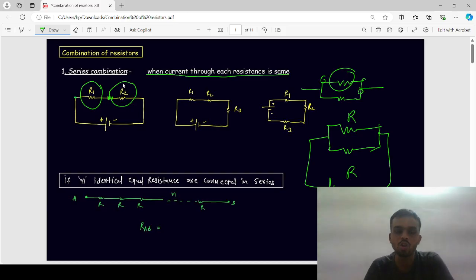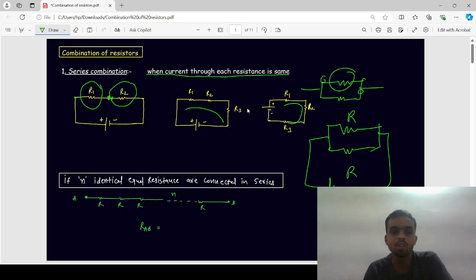Okay. So now we're going to learn how we will solve if we get these kinds of combinations, like these three are in series, these three are also in series. So if these two, or these n are in series, then how we will approach the question. This is the first question.